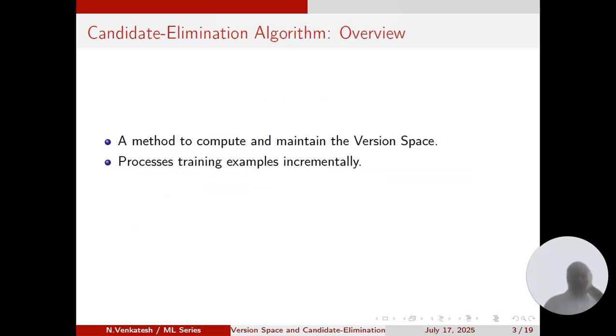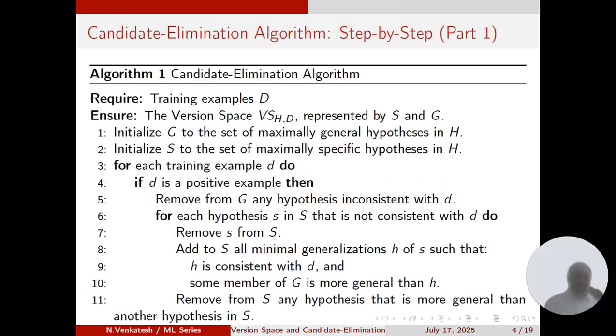Now let us try to understand this algorithm. The candidate elimination algorithm takes training examples as an input and finds a version space. That version space represents the set of all hypotheses, which actually gives S and G. S is the specific boundary and G is the general boundary. So initially we set G to the maximally general hypothesis, that is all question marks, and we set S to the maximally specific hypothesis, that is all phi's.